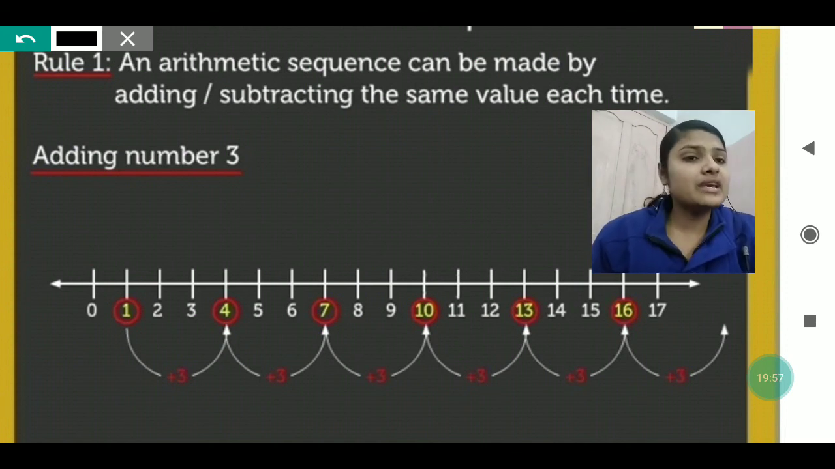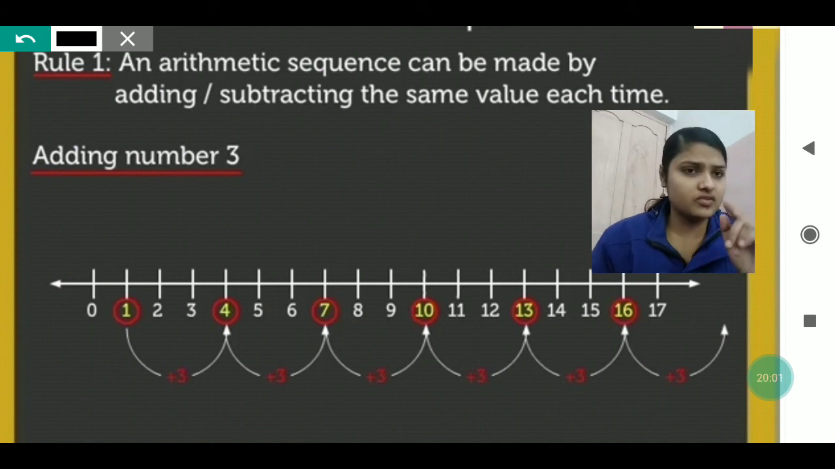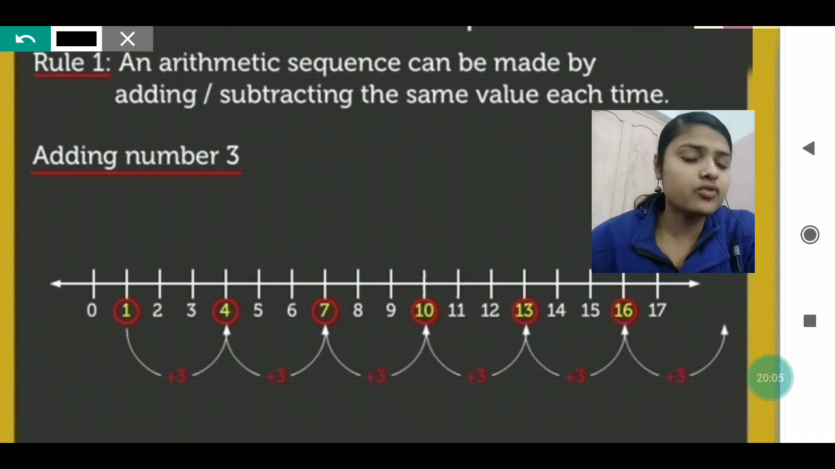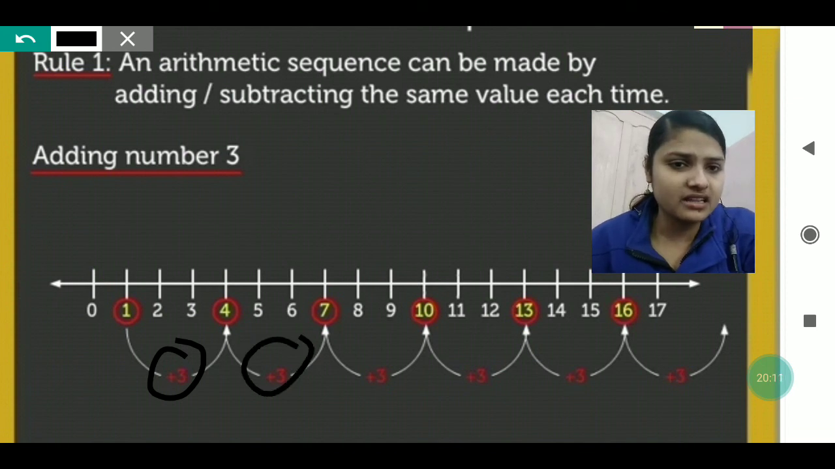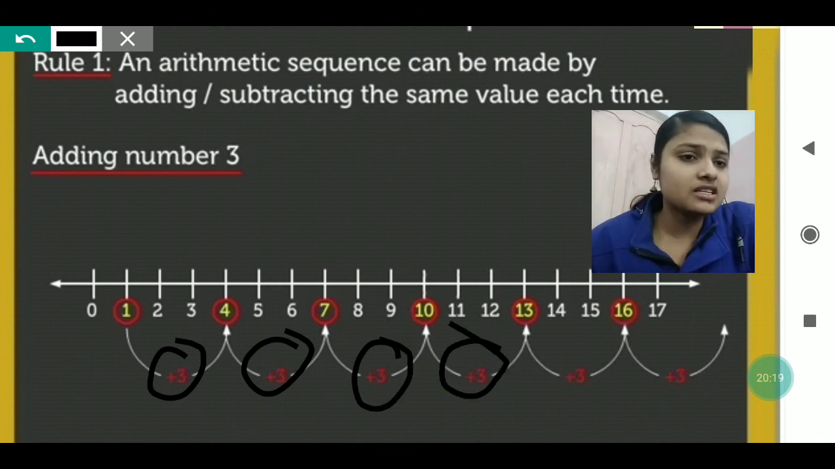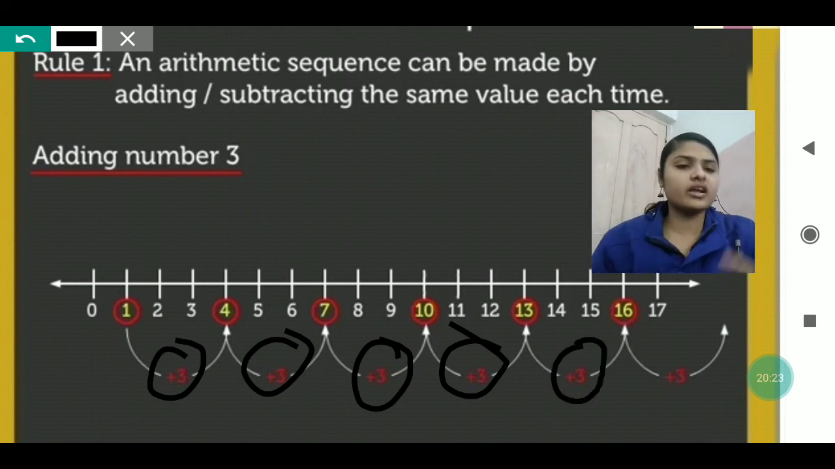The numbers which we have circled: from 1 to 4 when we are going, we are adding 3. Then again from 4 to 7 we are going, then we are adding 3. Then again 7 to 10 we are going, again we are adding 3. Then 10 to 13, again we are adding 3. And 13 to 16, again we are adding 3. And like this only we are going on.